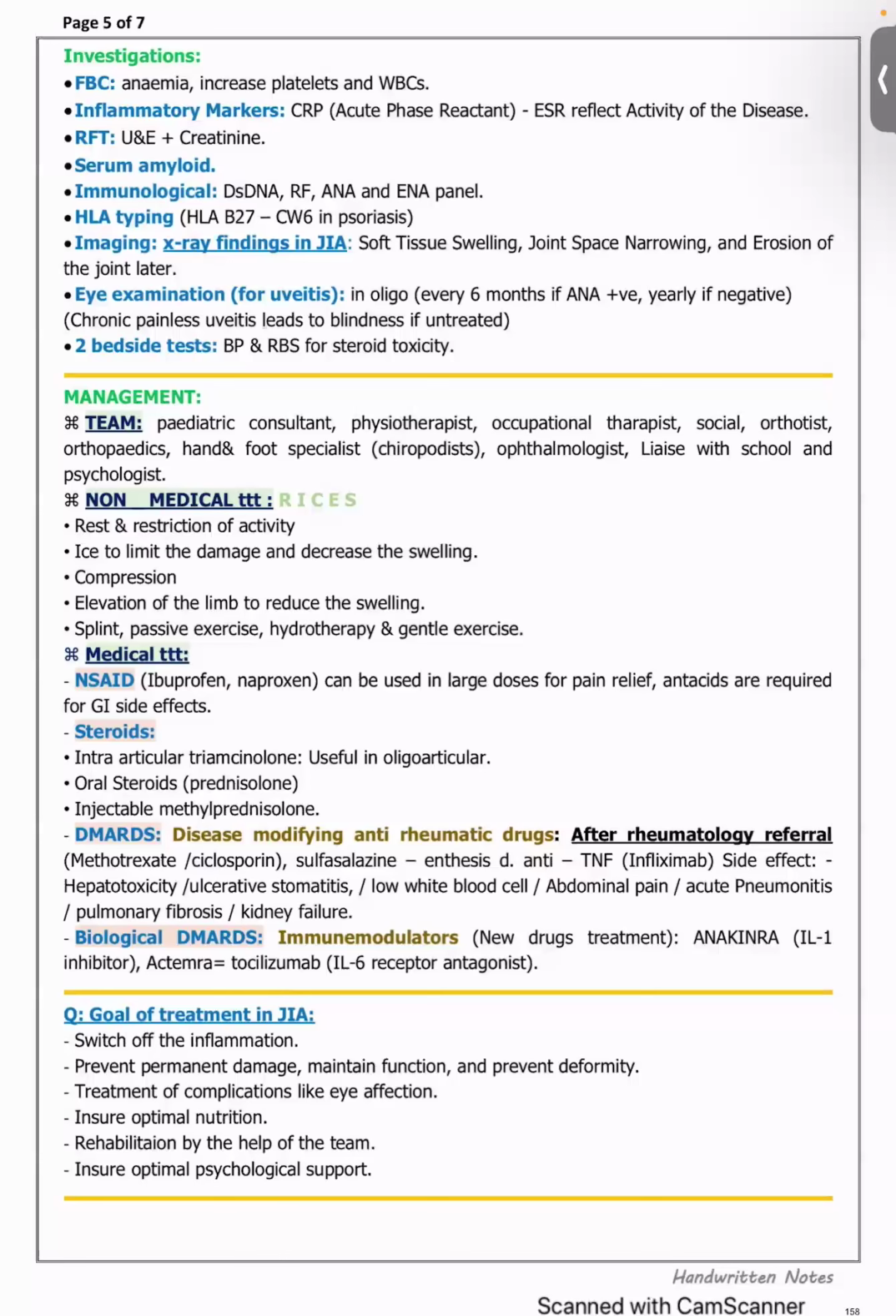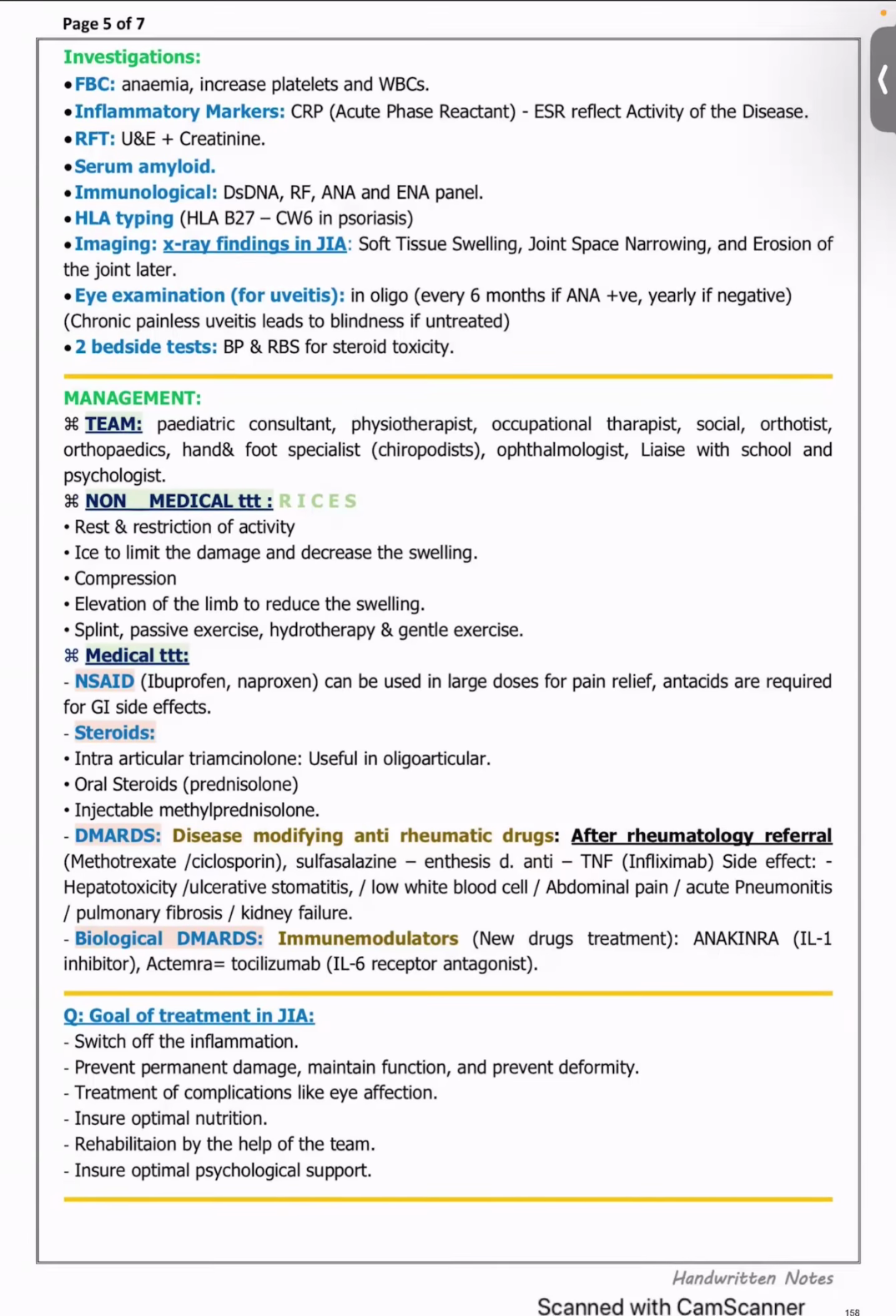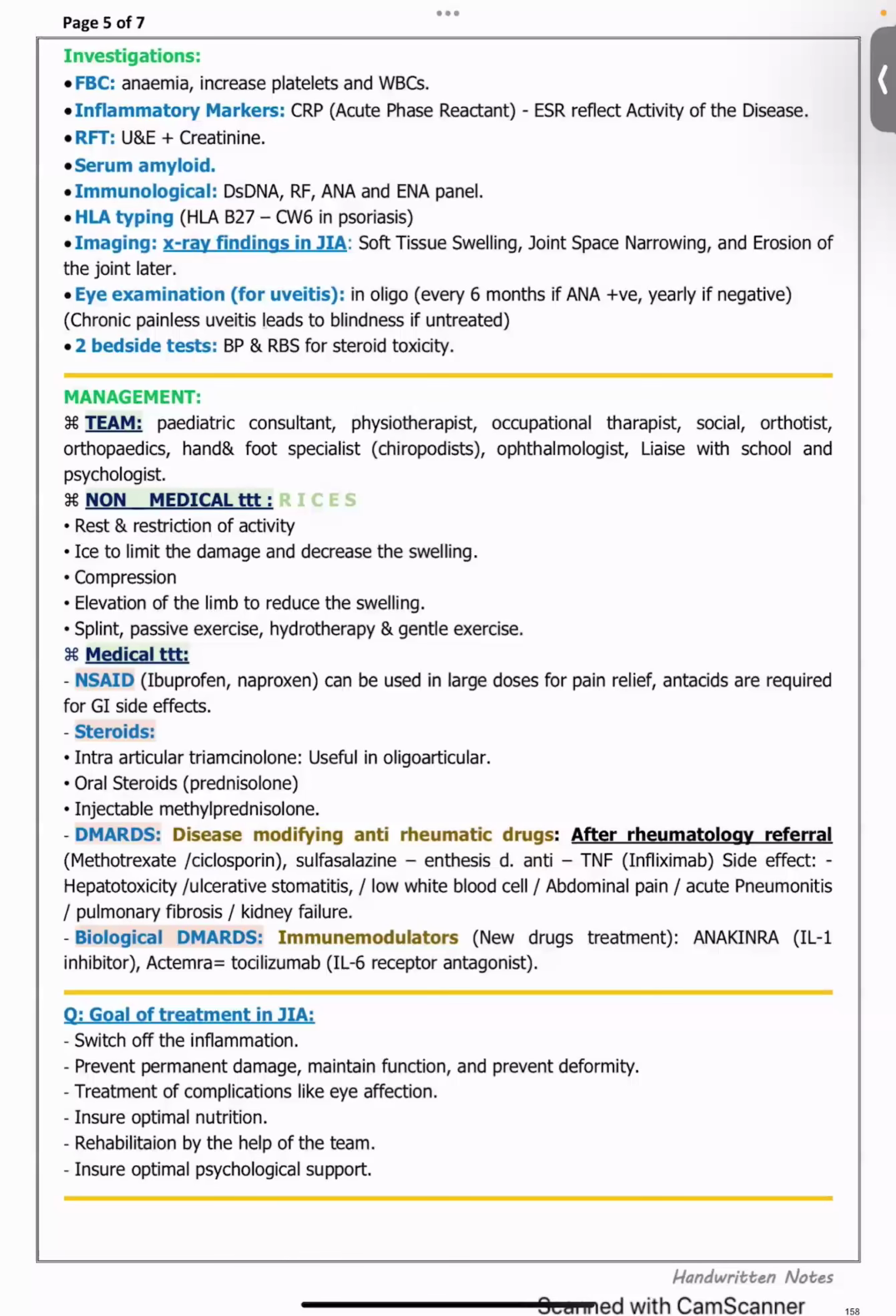It's not the management, what is the goal of the management? And in the goal of the management, here they have also written, this is a basic point, optimal nutrition. See here, goal of treatment in the JIA. I am reading from the last paragraph. Switch off the inflammation, like relief of the pain, prevent permanent damage, maintain function, and prevent deformity. Treatment of the complications like eye affection, infections. Ensure optimal nutrition. This is one of the basic management goals.